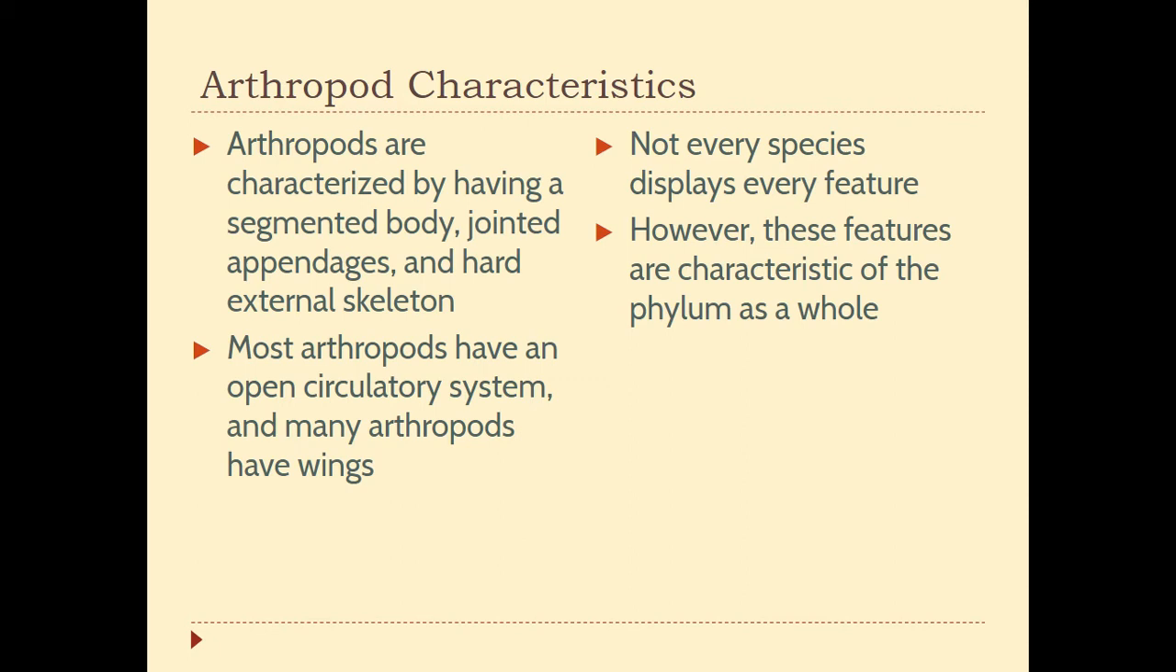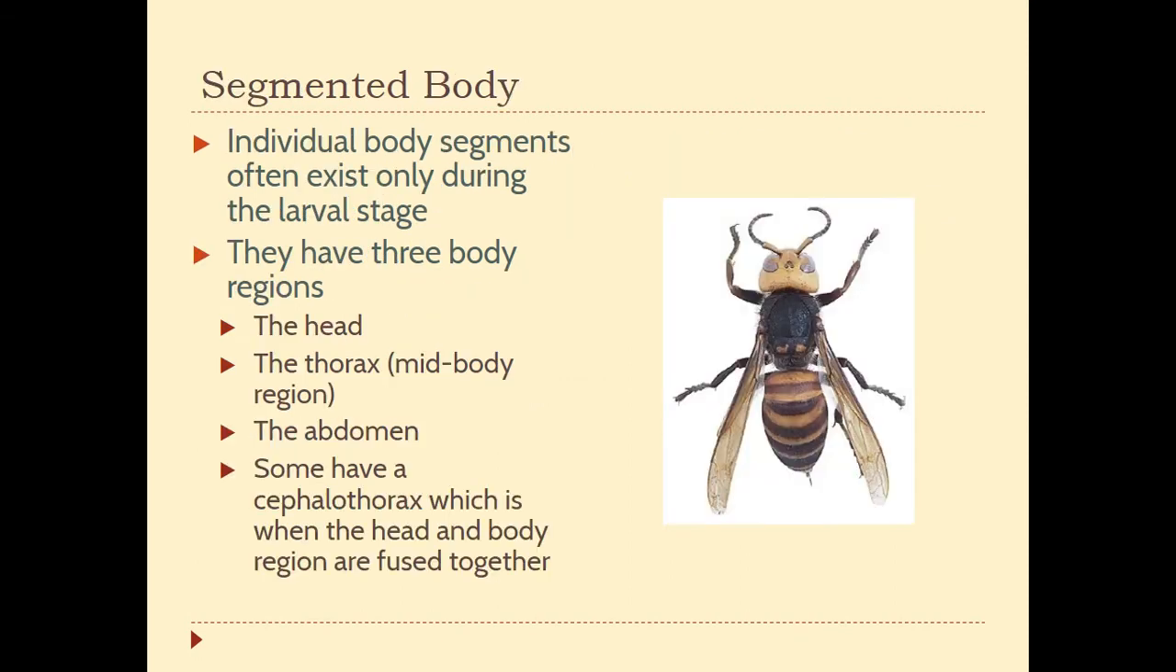Most arthropods have an open circulatory system, and many of them have wings. Not every species displays the same features, so they are unique in that characteristic. And the features of this phylum as a whole can vary depending on the species of arthropod.